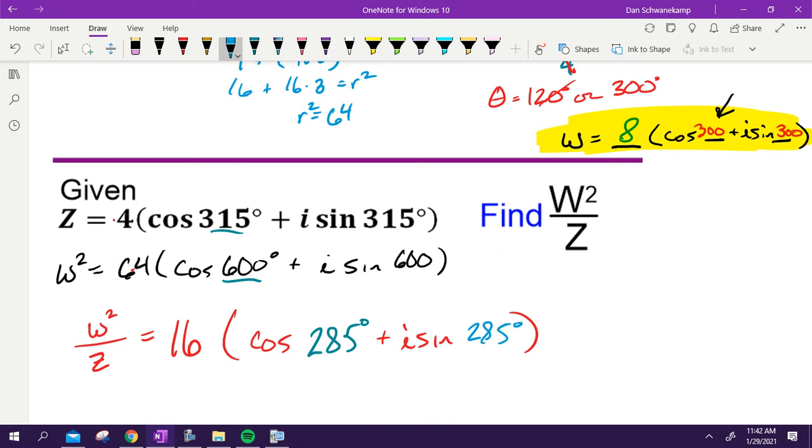Questions on what I did there? If you made 600 a regular angle at 240 and then you subtracted, you would have got a negative angle and had to work it back, which would be totally fine. I just took out one part.